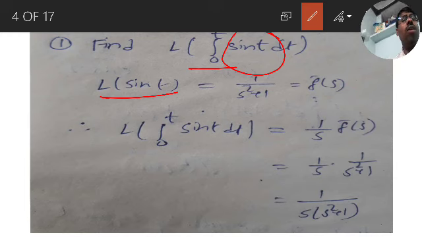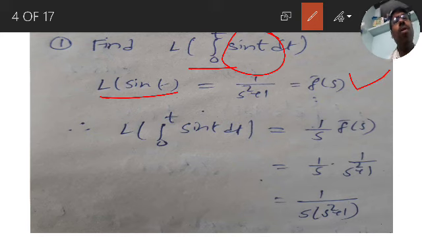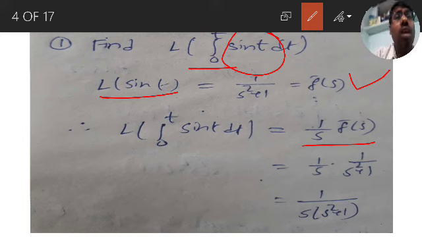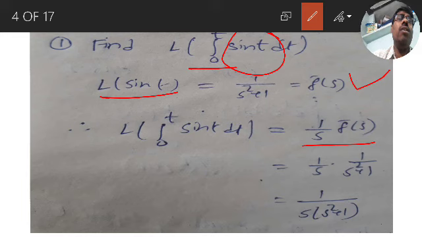So this is our f bar of s. Now the formula, L of integral of f of t, that is L of integration 0 to t sin t dt, is, what is that? We have the formula we just gave, it is 1 by s into f bar of s. What is f bar of s?